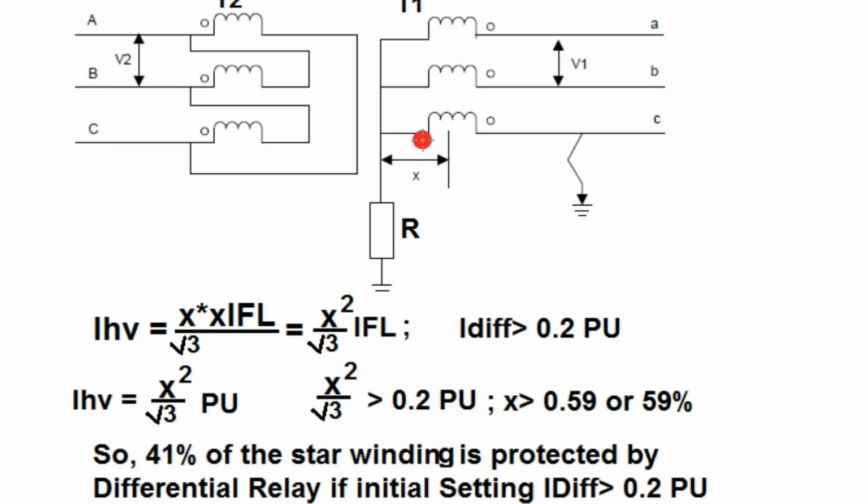So how much winding in the star side is protected by the differential relay depends on the initial setting of the differential relay, that is I differential greater than. So if it is 0.2 per unit, then only 41% of the star winding is protected by the differential relay if it is a single end fault, that is, the fault current is fed only by the HV side or primary side. That is why the restricted earth fault relay is very important for the protection of the star side of the transformer.